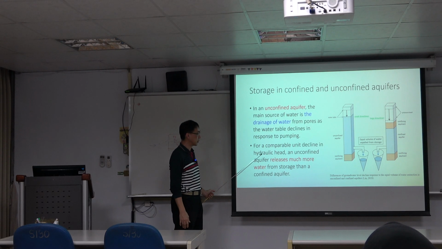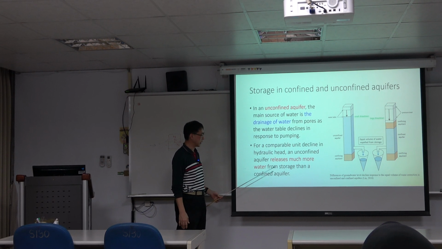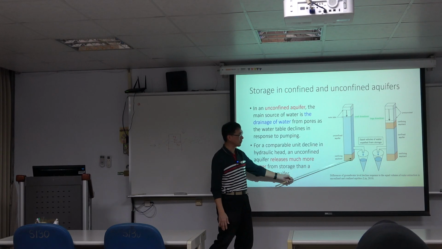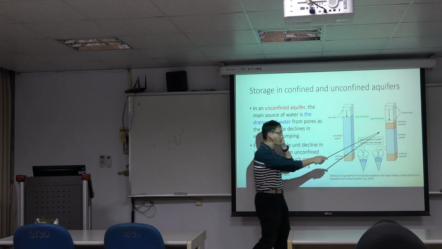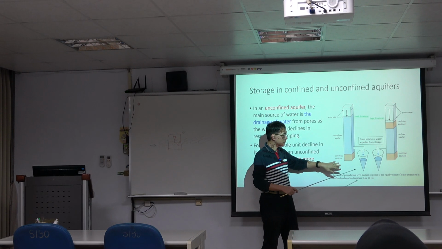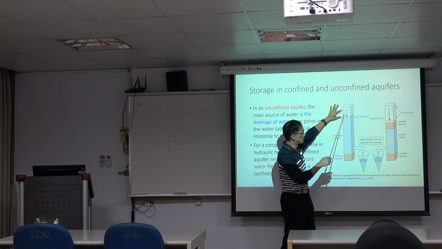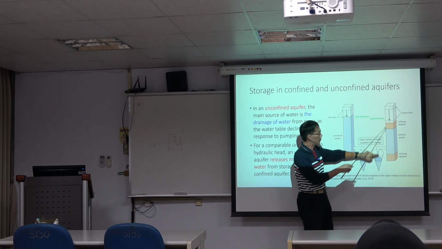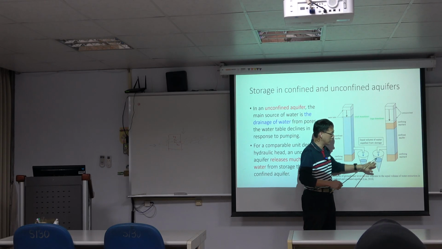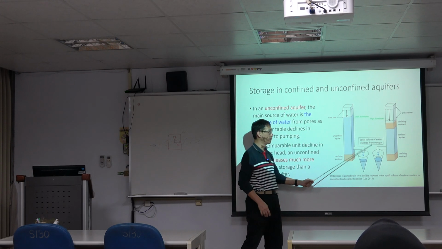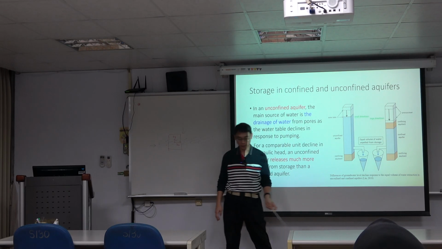So for a comparable unit change of the hydraulic head, confined aquifers release much more water. The unconfined description does not explain that. They describe the water release, okay, but they do not explain the mechanism. This one describes that we decline this small amount, we can gather this amount, but we need to decline much larger to gather the same amount. But they do not describe why they can gather extra water here.